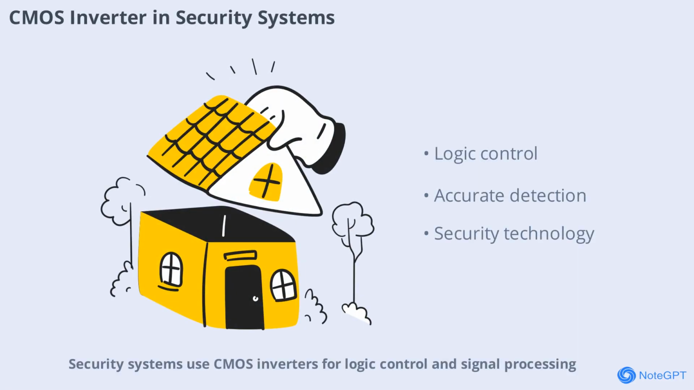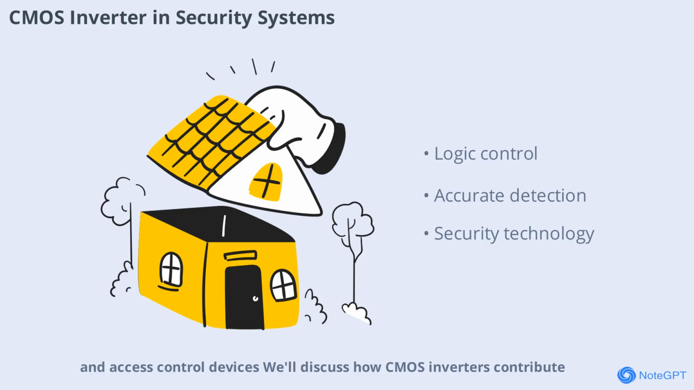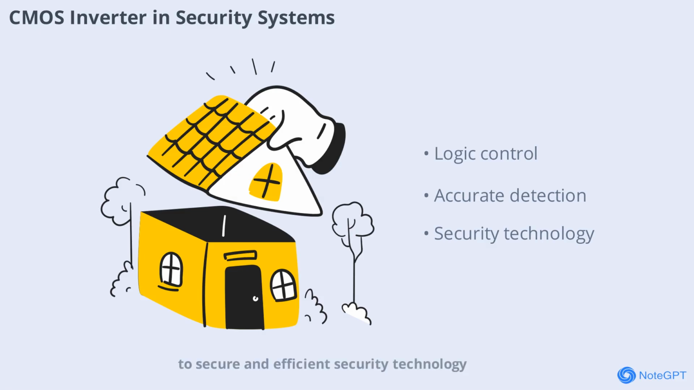Security systems use CMOS inverters for logic control and signal processing. Their reliability ensures accurate detection and response in alarms, cameras, and access control devices. We'll discuss how CMOS inverters contribute to secure and efficient security technology.